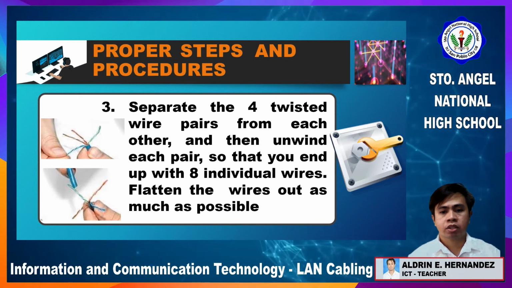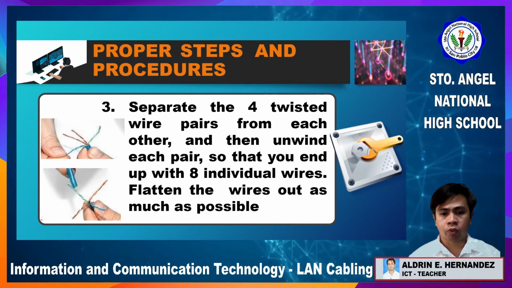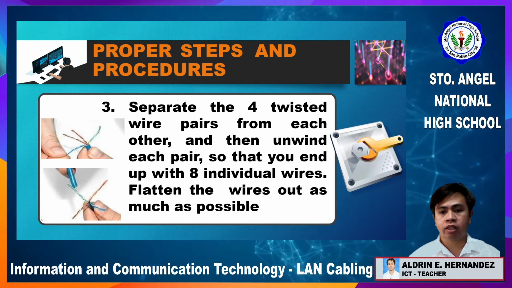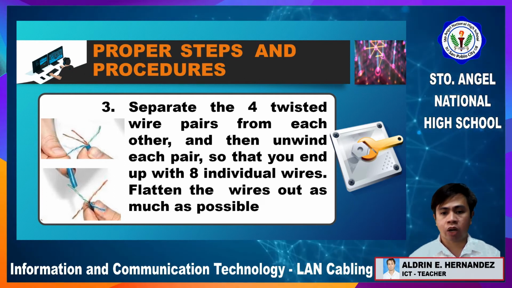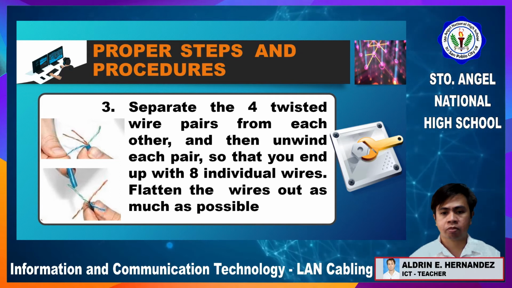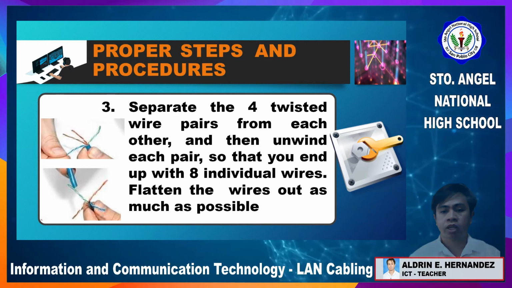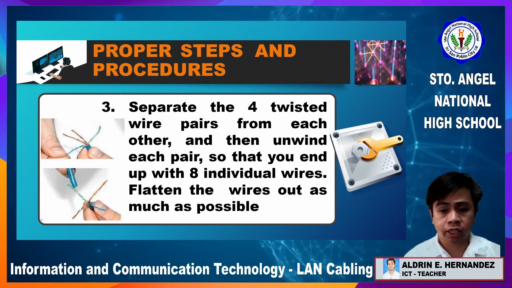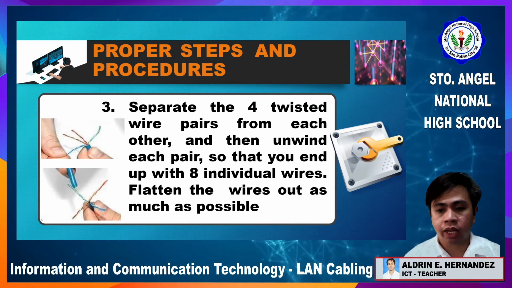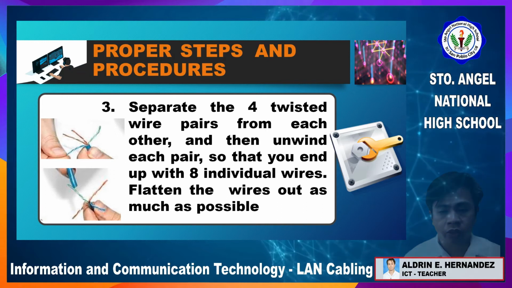Third one, separate the 4 twisted wire pairs from each other. Then, unwind each pair so that you end up with 8 individual wires. Flatten the wires out as much as possible. Why do we need to unwind the 4 twisted pairs? Yes, Mark. Sir, to separate the 8 strands of wires. Very good, Mark. In addition, you need to straighten the 8 strands of wires for the proper insertion into the RJ45 connector.